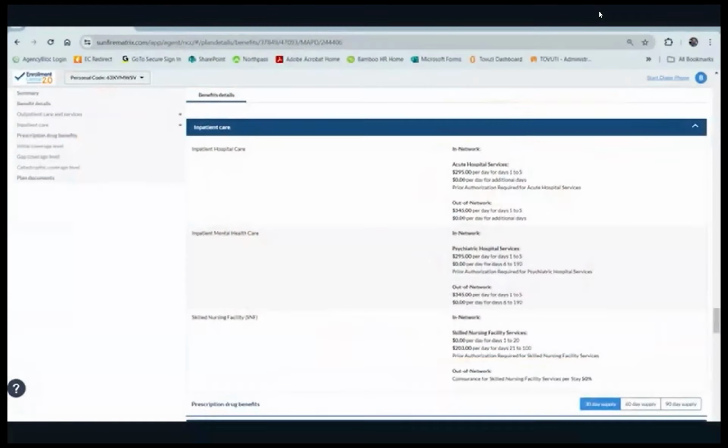If you go out of the network, it's actually not bad. If you go out of the network under this plan, and let's say you want to have a planned surgery with a doctor that accepts Medicare, but they're not in the network with your plan, maximum out of pocket is $345 each night up until the 5th night. And then after the 5th night, you stop paying and the insurance company comes back in and covers at 100%.